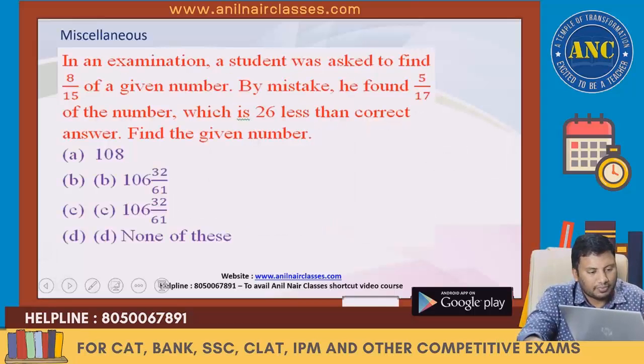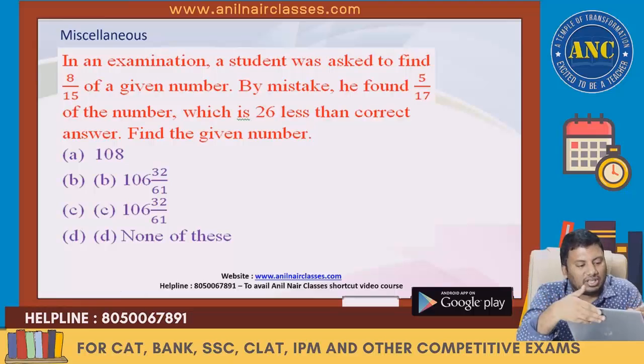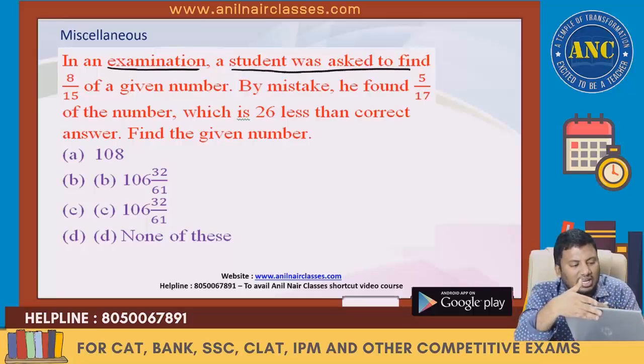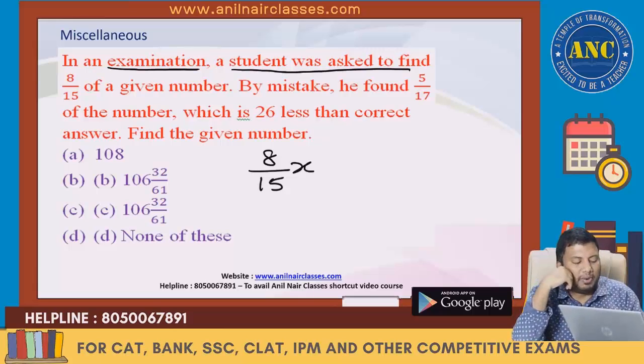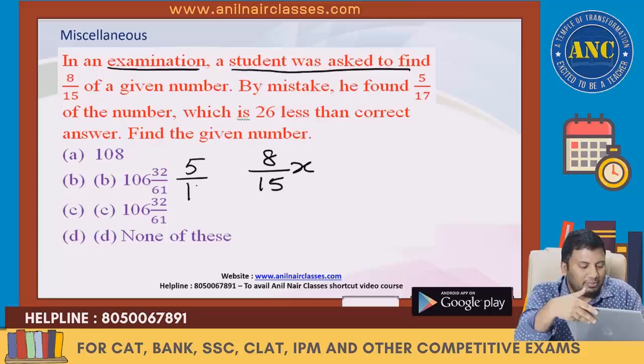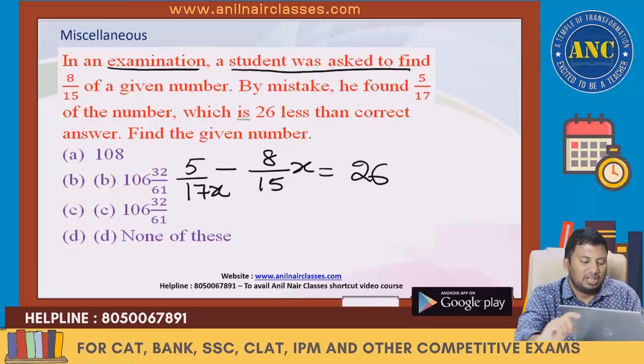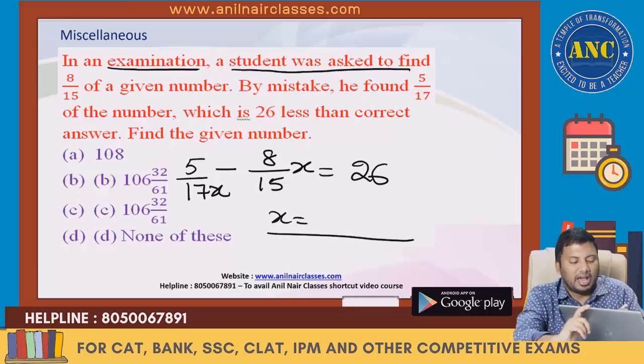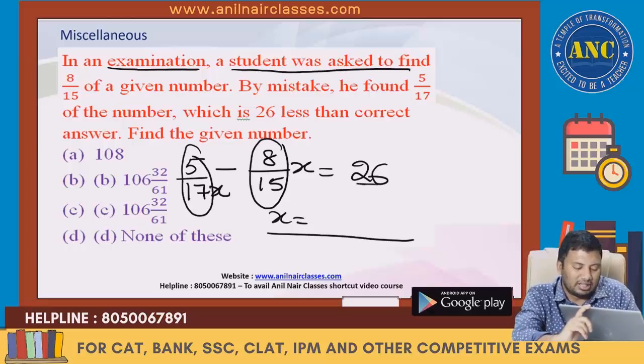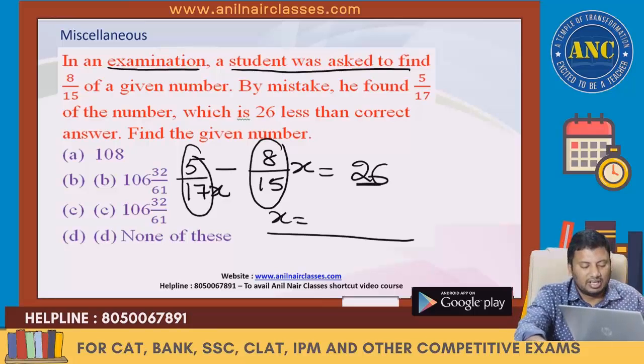Easy question. Next one. In an examination, this is a previous year SSC and placement question. A student was asked to find 8 by 15 of a number, but he found 5 by 16 of a number. Because of this, there is a difference of 26. Actually, he has to find this, but he found this. Solve the equation for x, and whatever answer you get, that itself is the answer. I hope it is clear. It's an easy question.